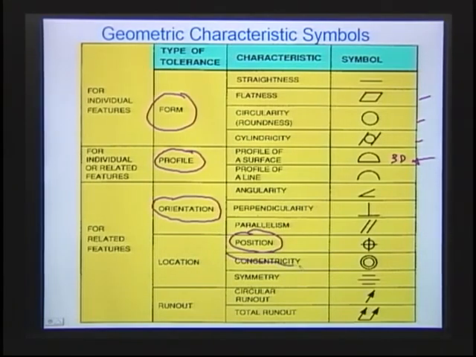I don't have much of a use for concentricity myself. I have a hard time finding any use for it. Symmetry, not either. There will not be too much in the book. There will be some on runout. We will talk about runout a little bit. And there's a circular runout, and then there's the total runout. Circular runout is a 2D tolerance, and total runout is a 3D.